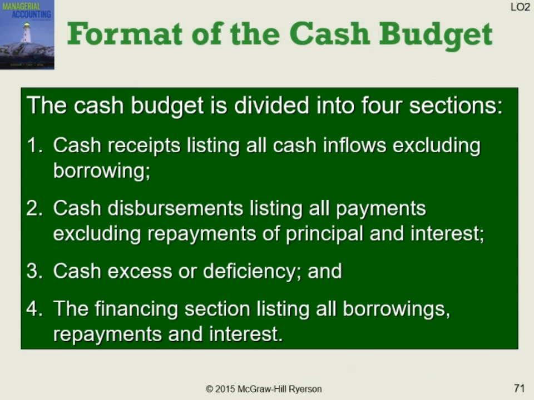So we start with the cash receipts and cash disbursements, ignoring borrowing. We'll have to work with the borrowing assumptions as we need them. So cash disbursements would be all of the payments except for the payments on borrowing. So principal and interest would be excluded from our cash disbursements in the first part. So we start with cash receipts, then cash disbursements as we figure them out. We determine the excess or deficiency, and that will have implications for the timing of borrowing and repayment of our borrowing.